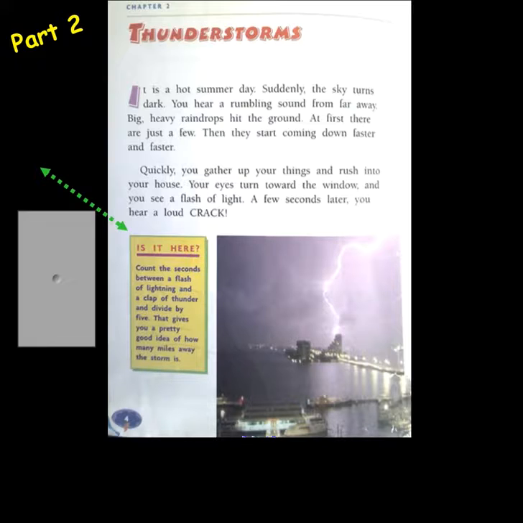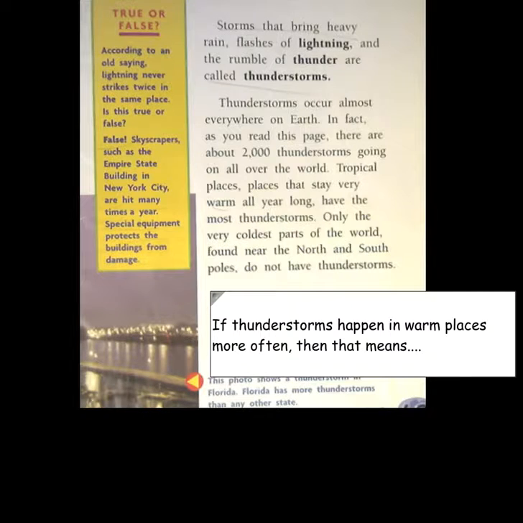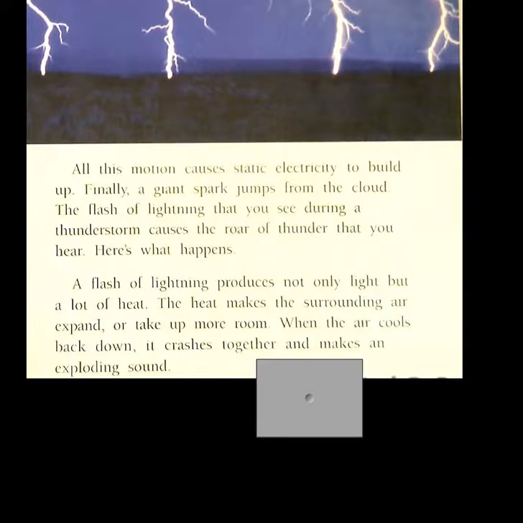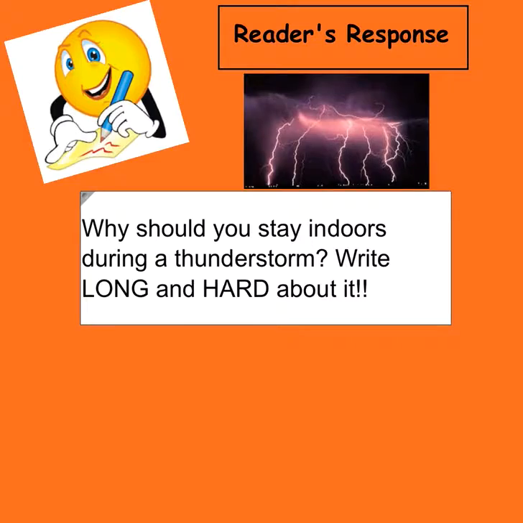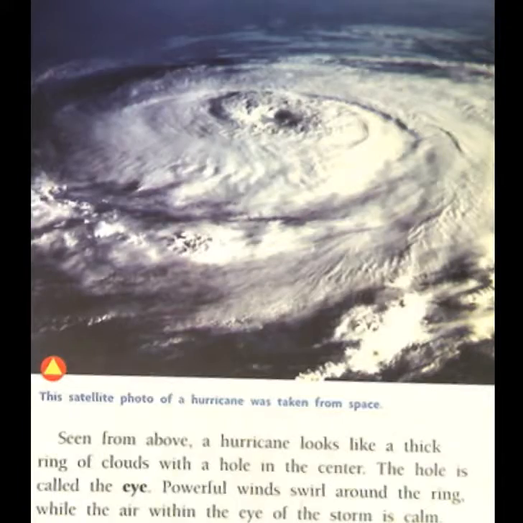Here are more text features. You see there's a picture, there's a text box, and there's also a heading. So this must mean that it's a new part of the book. It's a new chapter. Ooh, what text features do you notice on these pages? And I would call on students to answer these questions.